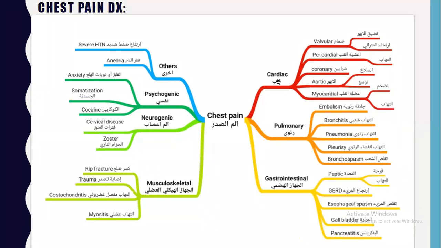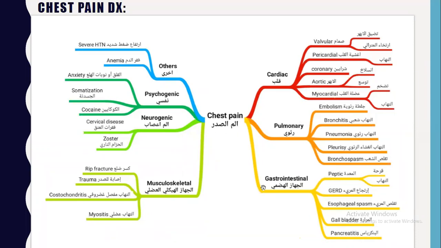في cardiac causes. تمام. أسباب قلبية ممكن يكون بس صمام القلب، تضيق الأبهر أو ارتخاء المترالي. تمام. أو بريكارديال، أسباب أغشية القلب يكون التهاب، أو كورونري، أو أورتيك، أو مايوكارديال عضلة القلب نفسها، يا إما تضخم يا إما التهاب. So هذول as causes of cardiac chest pain. Pulmonary causes: embolism, bronchitis, pneumonia, pleurisy, bronchospasm. تمام. So this is for pulmonary.